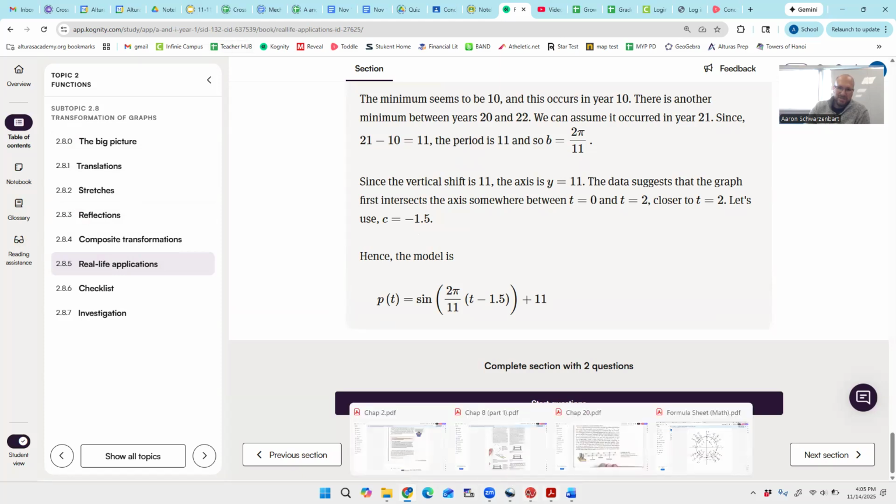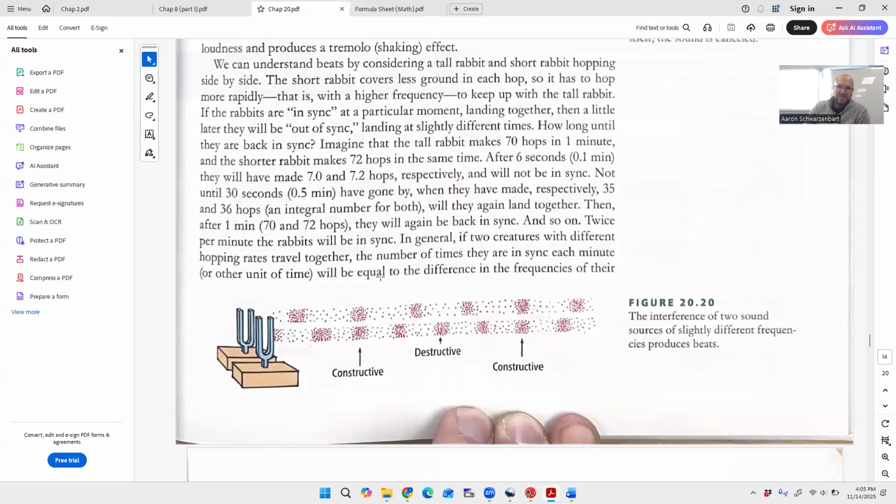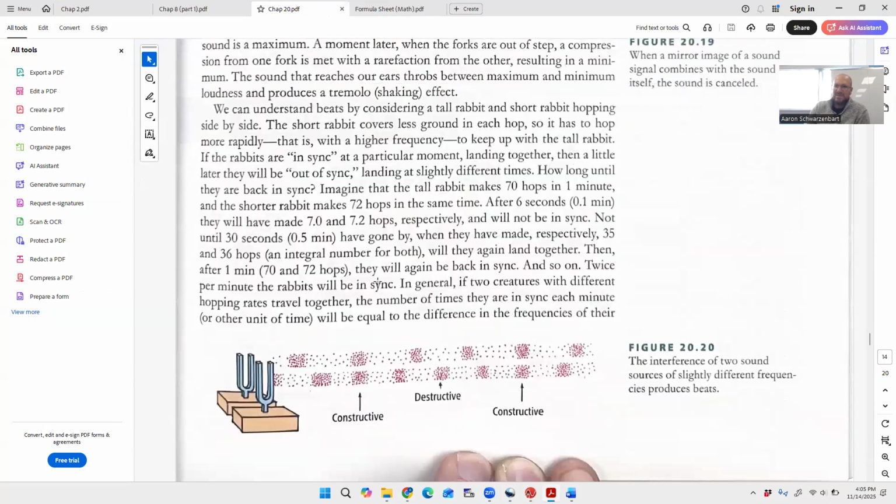One last application that's not really in this book is beats. Beats are kind of a funny application from physics. Beats have to do with different notes producing different frequencies on a musical instrument. One of the easiest ones to know is A, the fundamental frequency that you usually tune to, what's called A440. And it is 440 hertz.